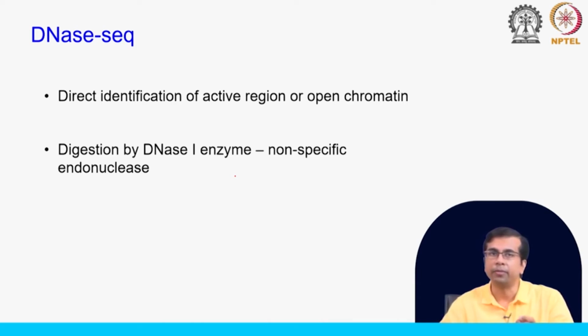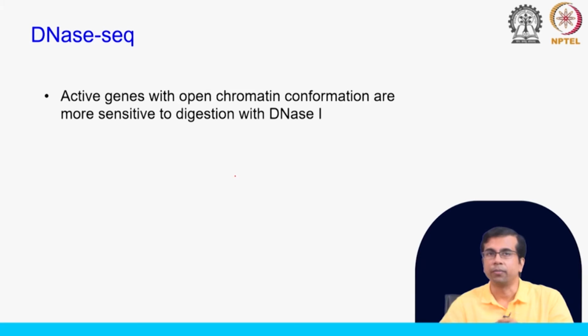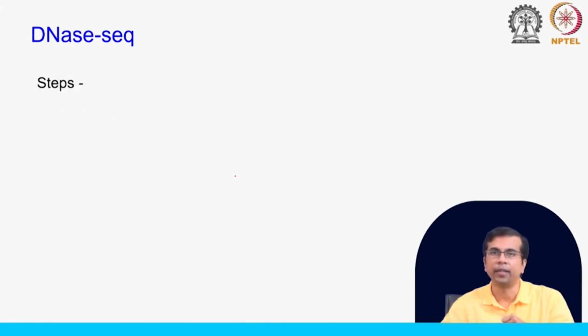So, what we do is we digest with the DNase enzyme. This is a non-specific endonuclease. So, it will cut indiscriminately, and it will not be able to cut at occupied sites. So, sites that are bound by histones or by other transcription factors will not be cut, but only the open sites will be cut. Okay. So, what researchers have seen is that these active genes that have an open chromatin conformation are more sensitive to digestion with DNase I. So, this means these open regions will be preferentially cut by this enzyme.